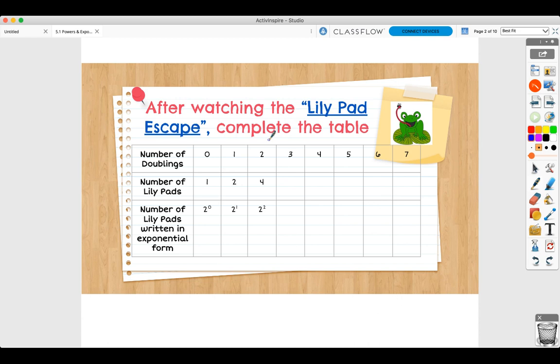Welcome back. Let's finish this table from the video that you just watched in Lily Pad Escape. So you have a number of doublings with the lily pads. When you had one lily pad, and then one doubling, you're going to have two. And then with two doublings, you're going to have four. And on the third doubling, how many lily pads do they have? They had eight, because you're doubling four.